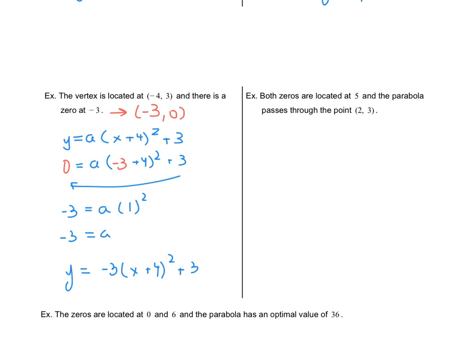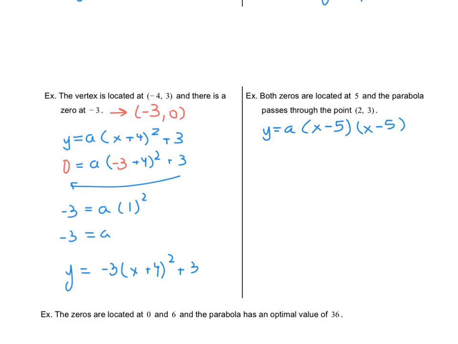Both zeros are located at 5, and the parabola passes through the point (2, 3). So I'm just going to start this off for you. If both zeros are located at 5, that doesn't mean you're just going to have one bracket. It means you're going to have two identical brackets. So if the zero is at 5, I'm going to write (x - 5), and then (x - 5) again, because both of the intercepts are at that point. And now I want you to pause the video, plug the point in, and solve for a.